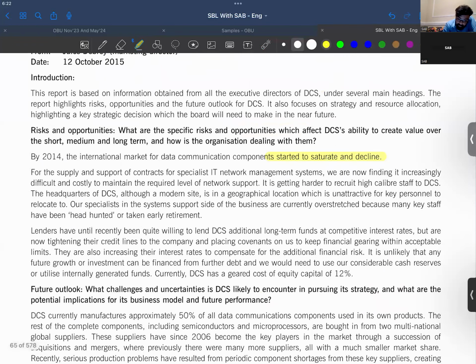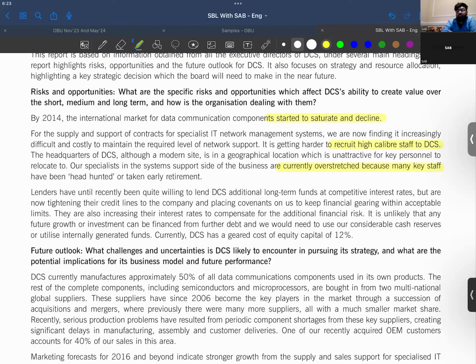For the supply of the contracts, we are now finding it increasingly difficult and costly to maintain the required level of network support. It's getting harder to recruit high caliber staff, so staff retention risk could be linked to the staff turnover that's been increasing. The headquarters of DCS, although a modern site, is in a geographical location which is unattractive for key personnel to relocate. Our specialists on the system support side of the business are currently overstretched because many key staff have been headhunted or taken early retirement. So staff motivation seems to be an issue because some of the working staff seem to be overstretched.